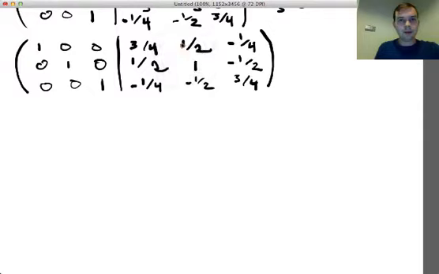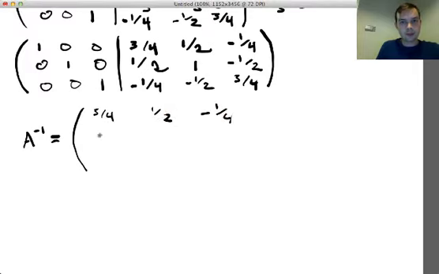In particular, we can now write what A inverse looks like as a matrix, and we just basically copy this. 3/4, 1/2, minus 1/4, 1/2, 1, minus 1/2, minus 1/4, minus 1/2, 3/4.